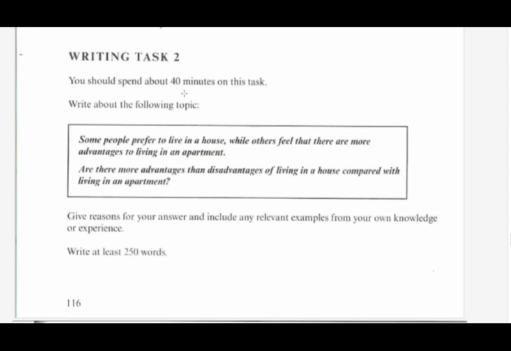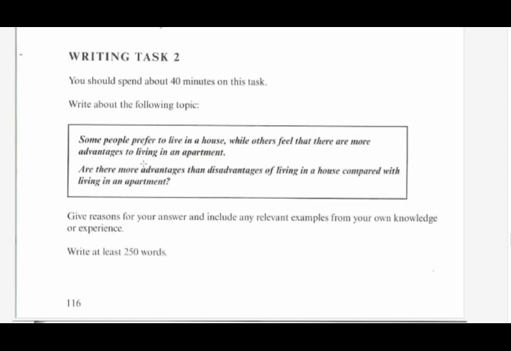So this is the task 2 of writing which is in front of you. This is from the IELTS book 7, in the general training questions. So let's see the topic. Some people prefer to live in a house while others feel that there are more advantages to living in an apartment. Are there more advantages than disadvantages of living in a house compared with living in an apartment? Now, as it is clear, it is an advantage versus disadvantage type of question.